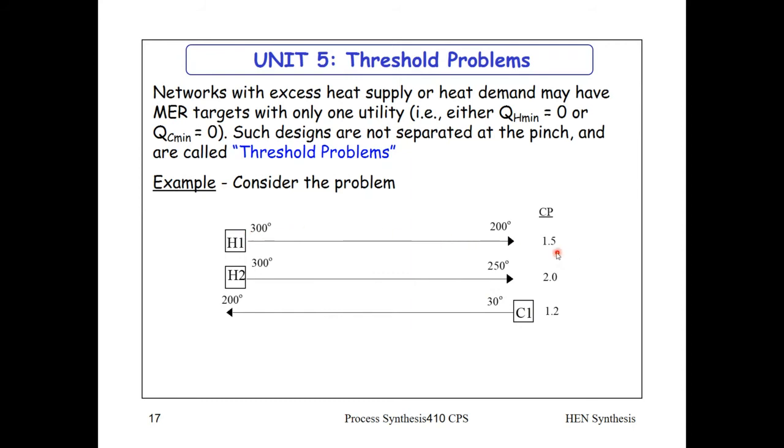If we've got 100, this will be 150 kilowatts. This one is 50 degrees times 2, is 100 kilowatts. So we've got 250 kilowatts of energy in the hot streams. And here's 1.2 times 170, which is probably around 200. All right, so the duties are the same, but there seems to be more hot enthalpy in the hot streams than in the cold stream.